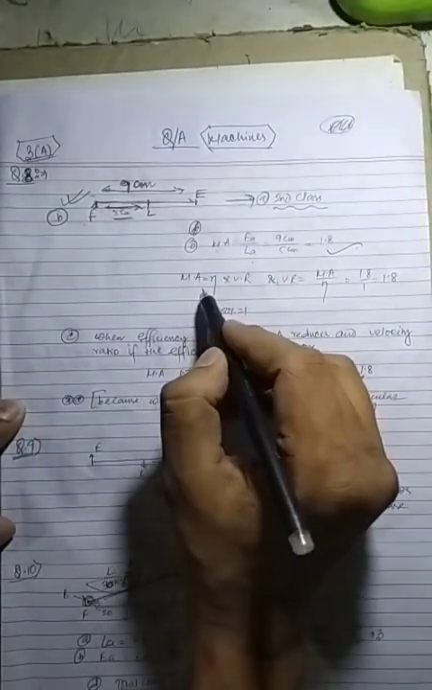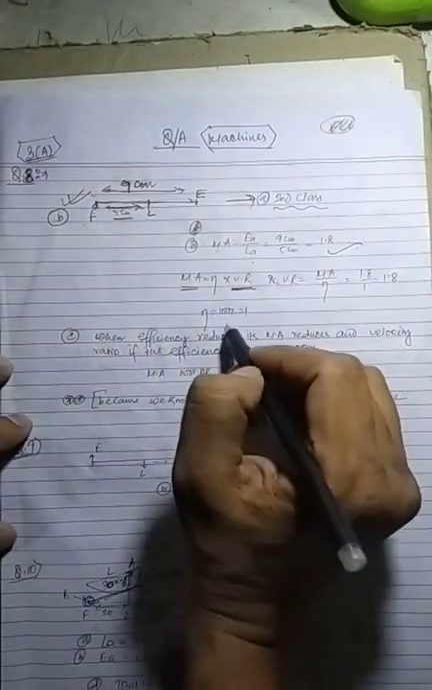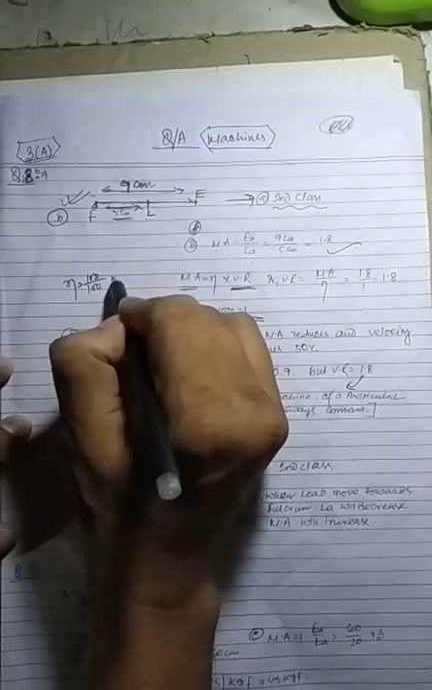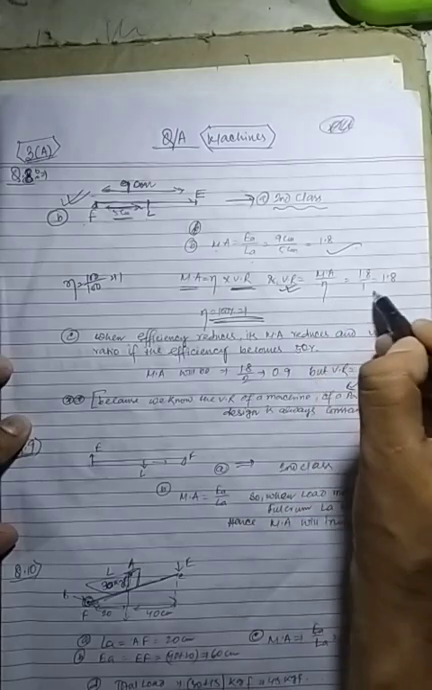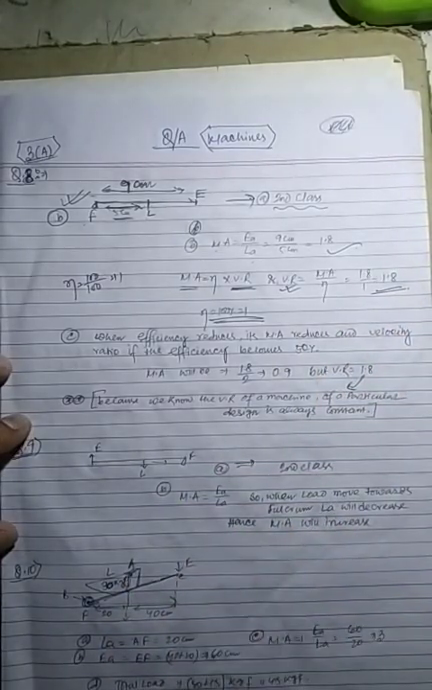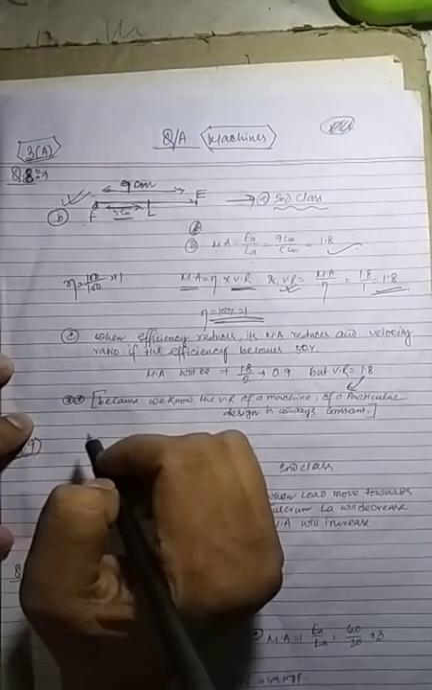Now students, mechanical advantage is equal to eta into VR. Eta is the efficiency. So eta 100% means 1, because eta is equal to 100 by 100. That means 1, so the velocity ratio will also come 1.8. I hope you understand. Now the last question, D. What will be the mechanical advantage and velocity ratio if efficiency becomes 50%?